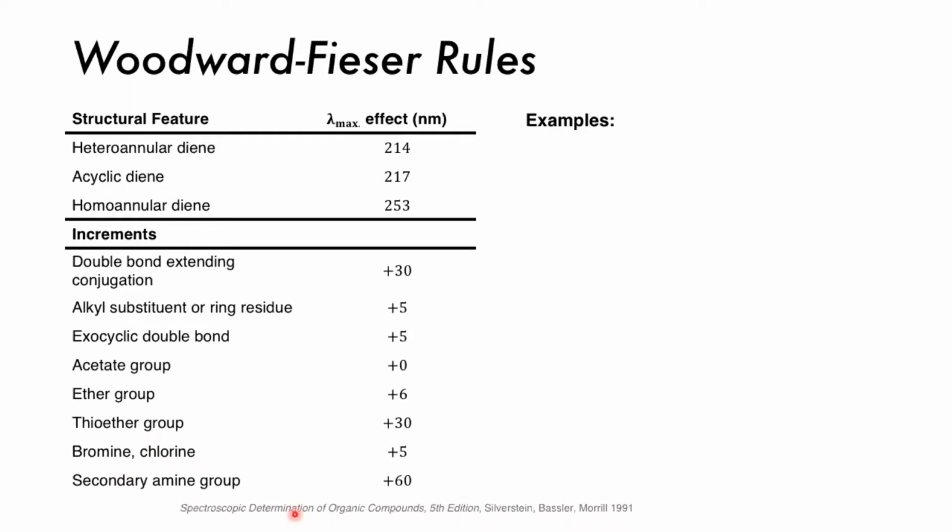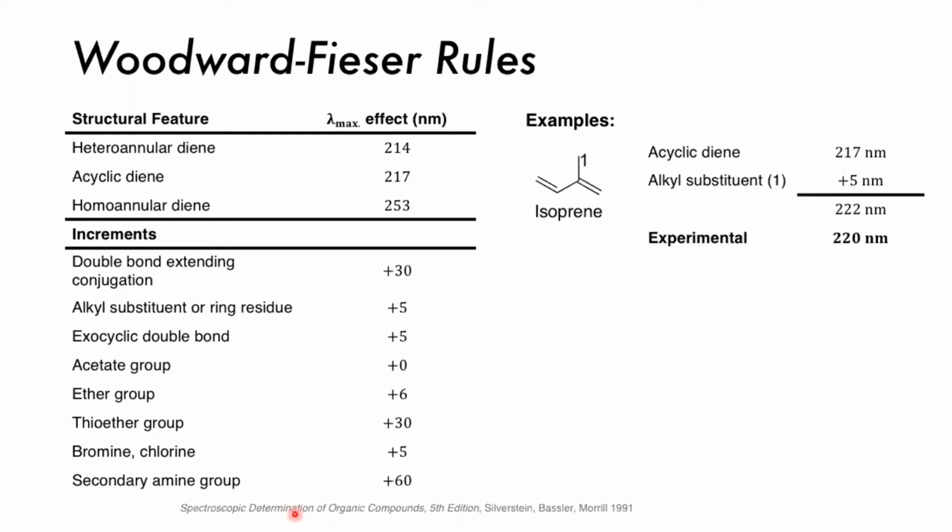So let's do some examples of how we might calculate these things. If we have isoprene, isoprene is an acyclic diene. You can see it's acyclic because there's no circle, there's no cycle, no ring shape. So the acyclic diene starts off with a structural wavelength of 217 nanometers. Then this 217 nanometers is appended by one alkyl substituent. It has one methyl group here, so we labeled it number one. That will be plus 5. So we would expect to see a wavelength of around 222 nanometers.